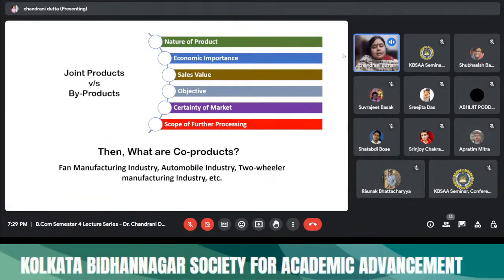Now, definitely the next question comes, since you have understood what is a joint product and what is a byproduct: how do you differentiate between them? What are the different points of distinction? So these are the different points of distinction. Okay. Now, even if I don't explain now, since you have understood, once you identify these points of distinction, you will be able to form them on your own, right?